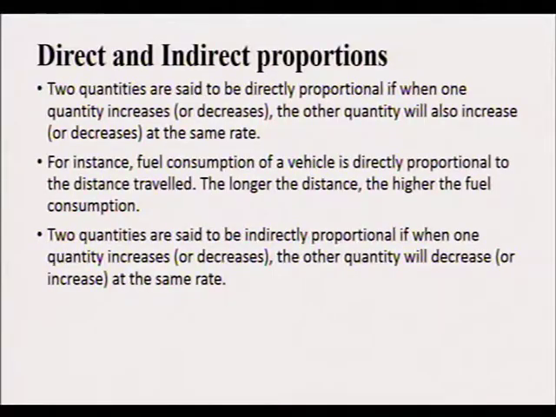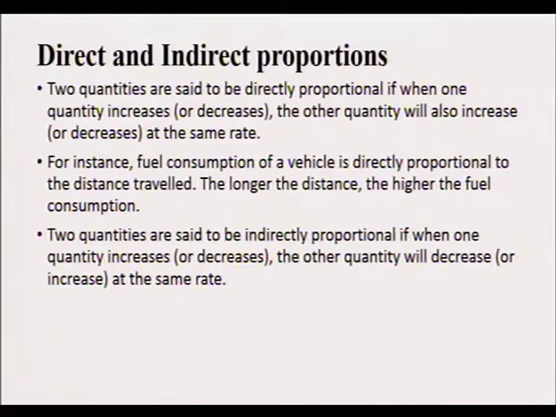Two quantities are said to be indirectly proportional, or sometimes also referred to as inversely proportional, if, when one quantity increases, the other decreases at the same rate. And when it decreases, the other one increases again at the same rate.